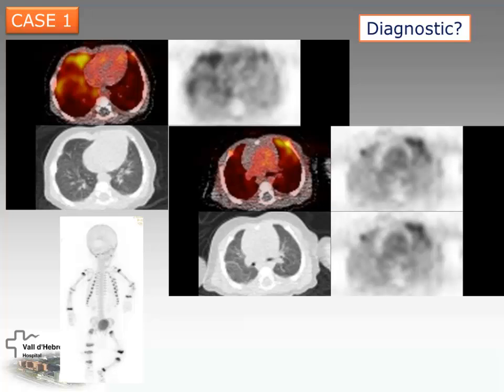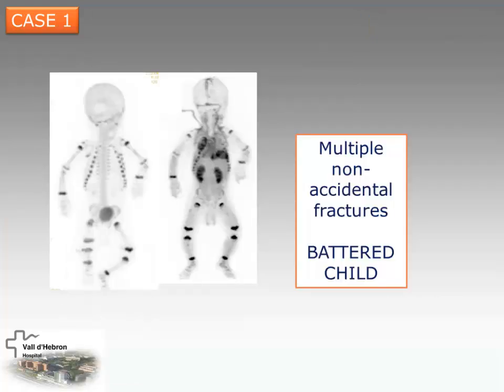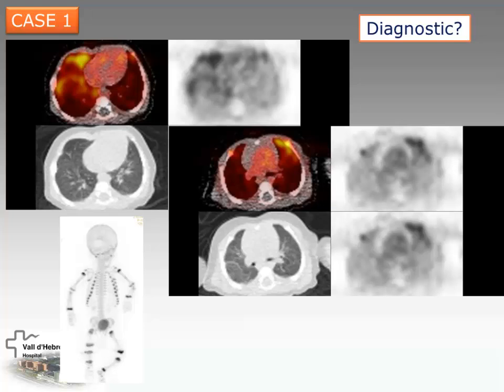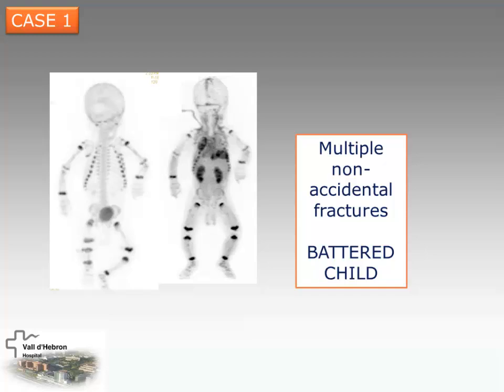Do you want more images? Oh, I'm sorry. It was a battered child. There is a fracture with pleural involvement, inflammatory pleural involvement. No, it's not a chest infection. It's a trauma, a bilateral trauma, more seen on the soft tissue involvement than on the bone involvement. And on the leg, you can see that there is nothing.